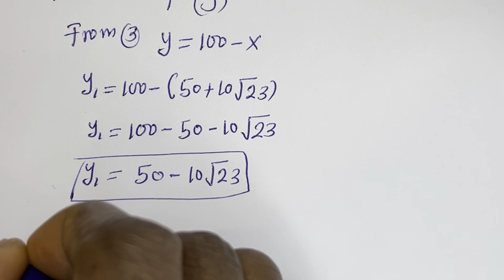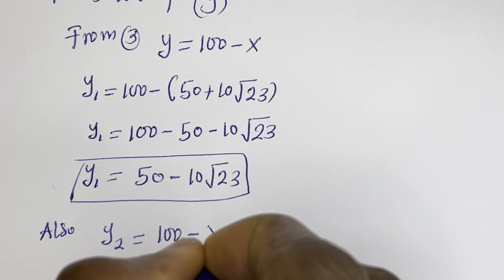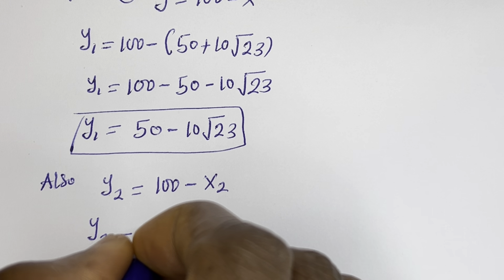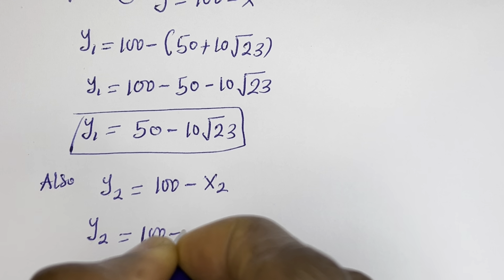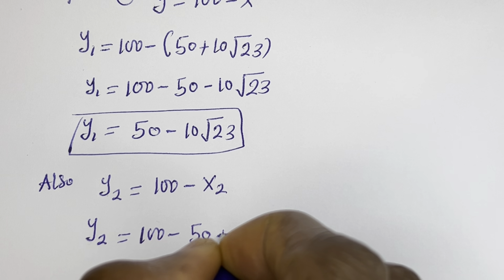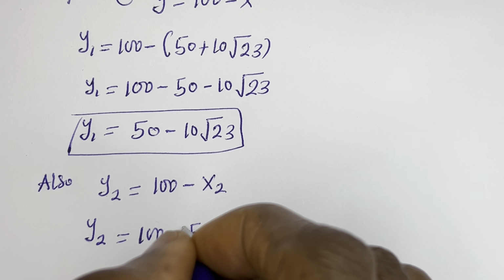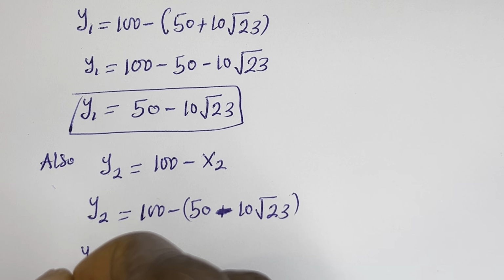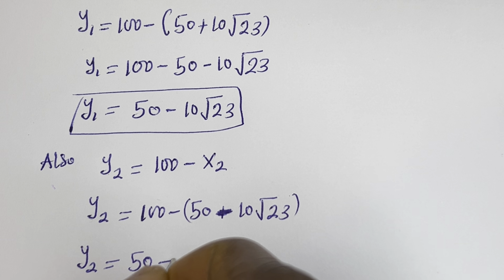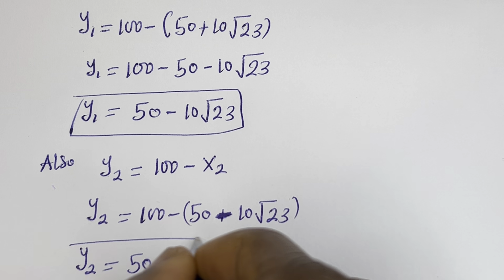Also, y2 is equal to 100 minus x2. y2 is equal to 100 minus 50 minus 10 root 23. y2 is equal to 50 plus 10 root 23. This is the value of y2.